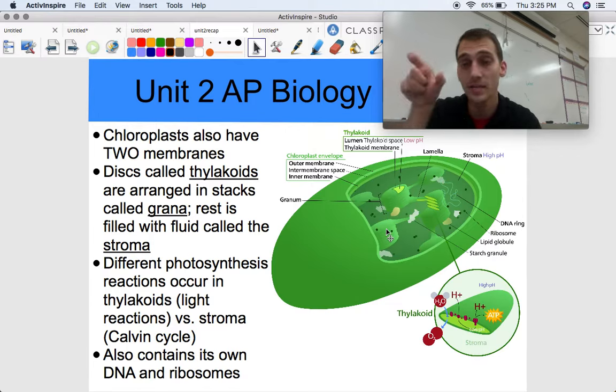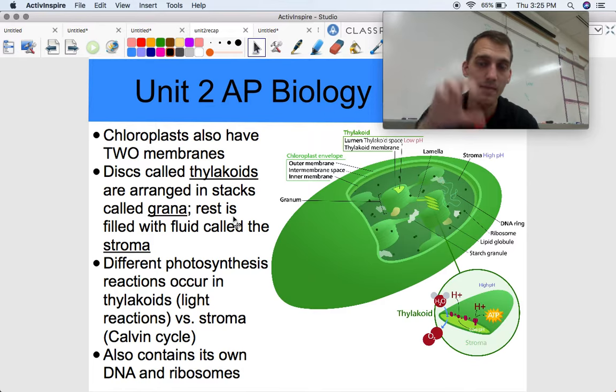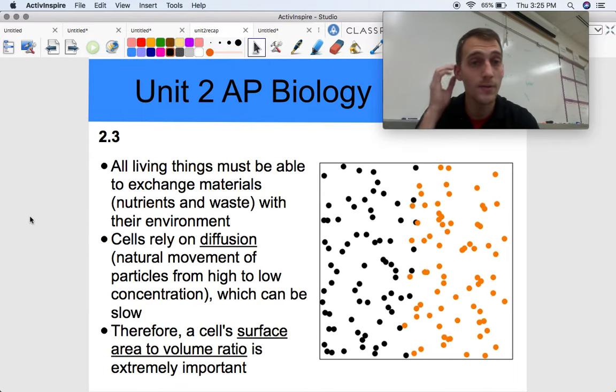The discs are called thylakoids, but when stacked they are called grana. A stack of them is called a granum. The rest of the chloroplast is filled with a fluid called stroma, which is the location of what we call the Calvin cycle. Different photosynthesis reactions occur in the thylakoids versus the stroma. That's what I just said. And curiously enough, we're going to talk about this in 2.11: the chloroplast also has its own DNA and ribosomes. All right, on to 2.3.